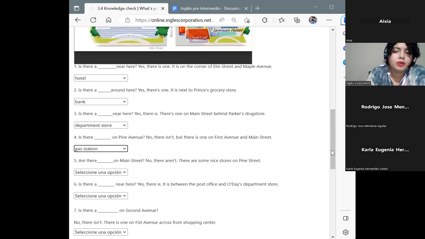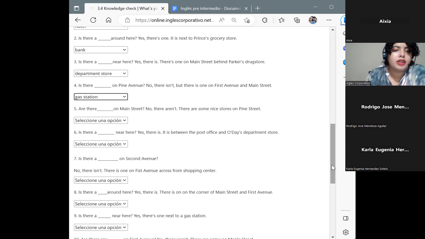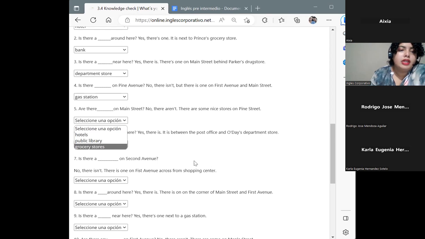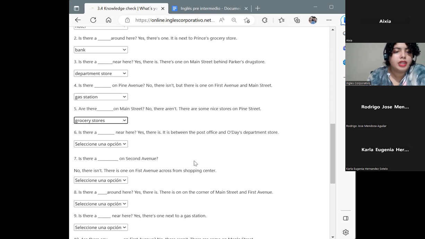Number five, we are almost there. Are there ___ on Main Street? No, there aren't. There are some nice stores on Pine Street. No hay. Hay algunas buenas tiendas on Pine Street. Está preguntando por hotels, public library, or grocery stores. Grocery store. Okay.